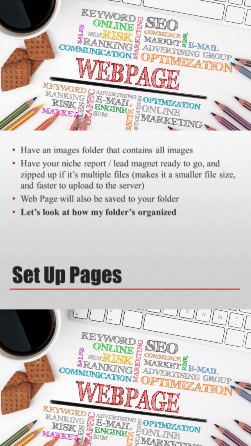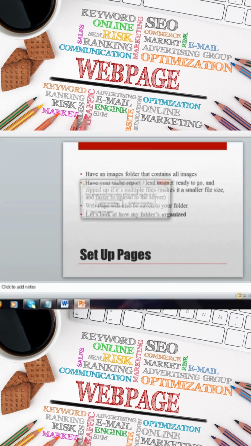We're going to have an images folder that contains all the images. You have your niche report lead magnet ready to go. If it's multiple files, you're going to have it zipped up, because a compressed zip folder is a smaller file size and a lot quicker to upload to your server. In addition, the web page will also be saved to your folder. Let's go ahead and look at how the folder is organized.